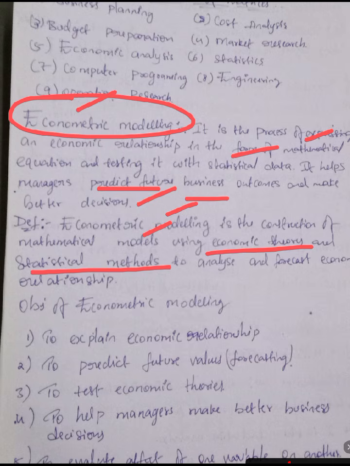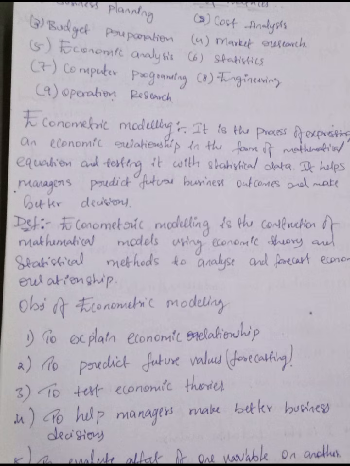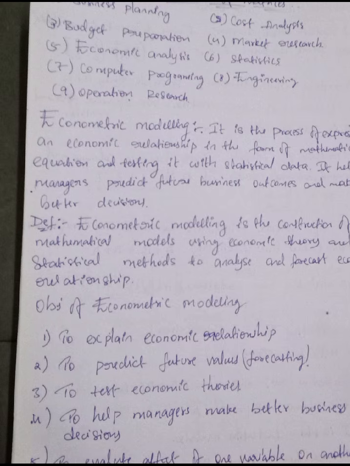Now, objectives of econometric modeling. First objective is to explain economic relationships, to predict future values (forecasting), to test economic theories, to help managers make better decisions, and to evaluate the effect of one variable on another. So these are the definition and objectives of econometric modeling.